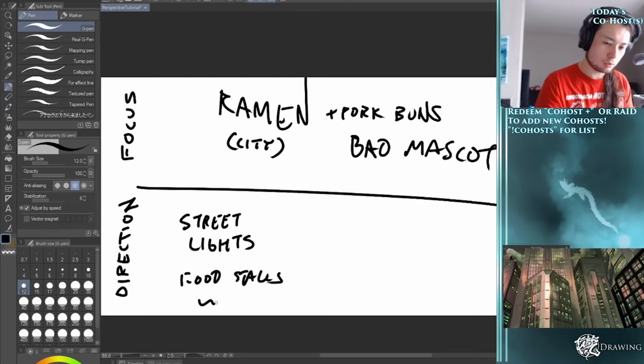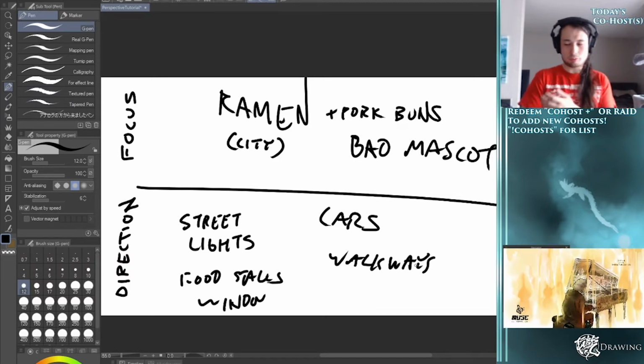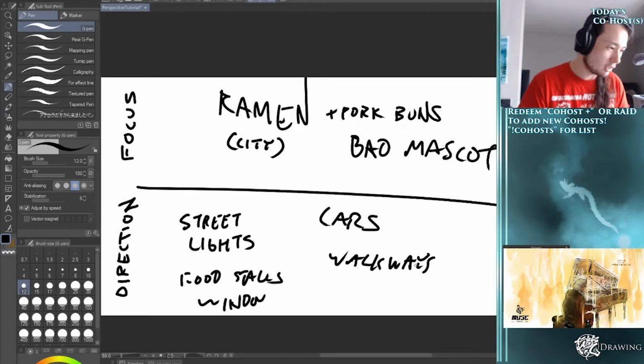A window, okay, sure. Cars, yes. I love this. Walkways, keep going. I like how a lot of these are coming from the analyses that we did, which is great.